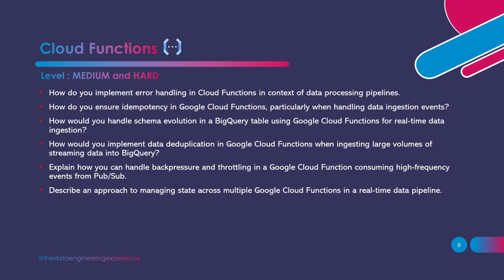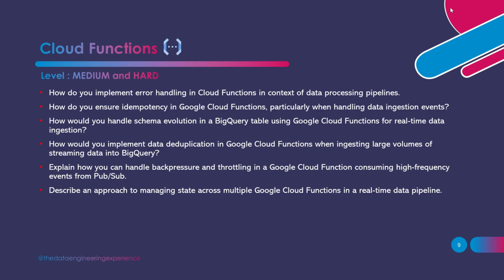The next question we have is, how do you implement data deduplication in cloud functions while ingesting a large volume of streaming data into BigQuery? You can do it in two ways. You can implement BigQuery's merge statement to perform deduplication while inserting the records, or while using pub/sub, you can add timestamps to the records, which ensures that only the unique records are written into the destination table.